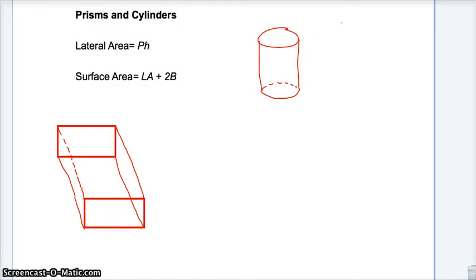Hey everyone, welcome to today's lesson. Today's lesson is all about the lateral area and surface area of prisms and cylinders.